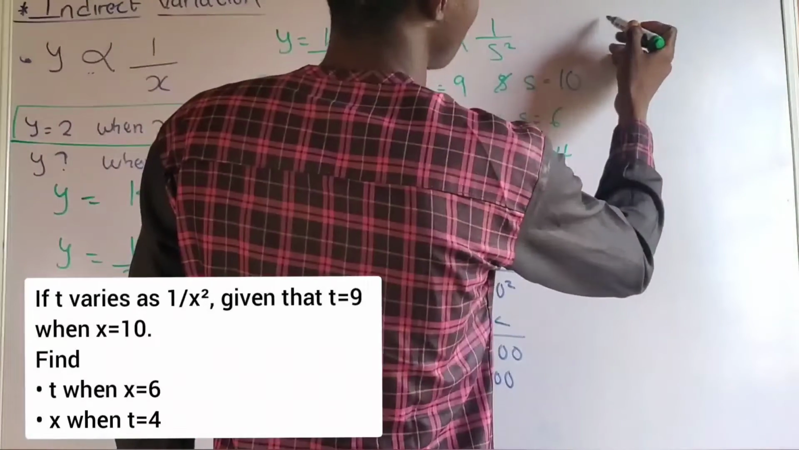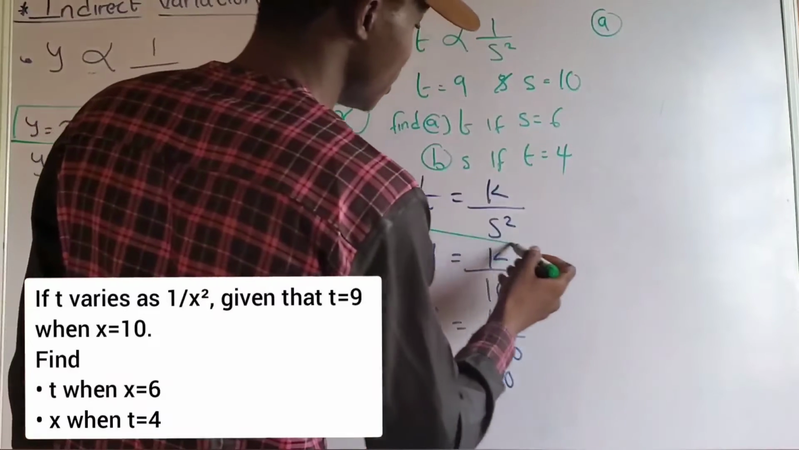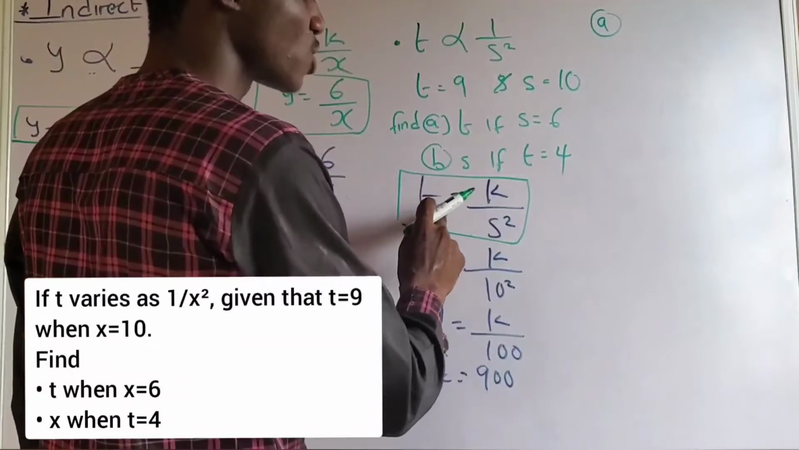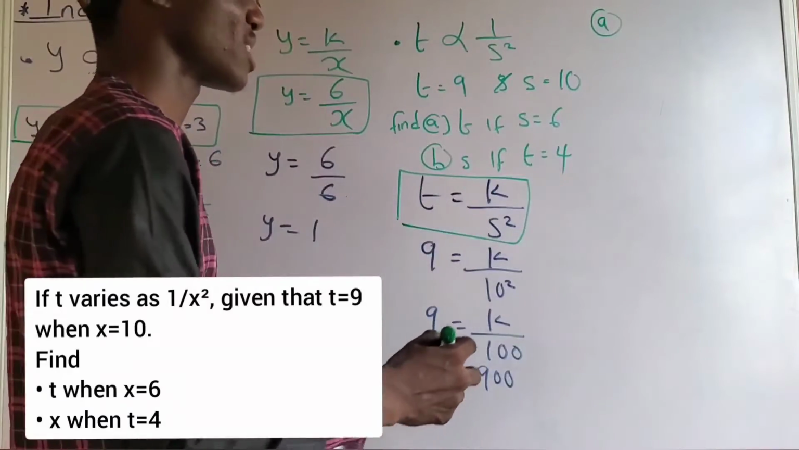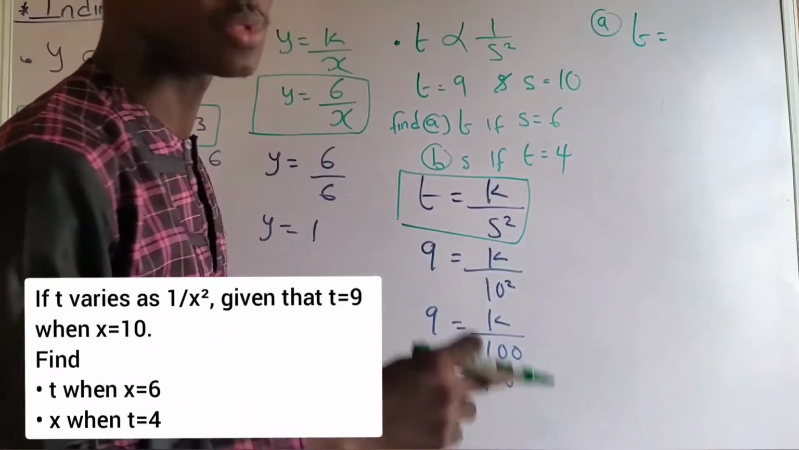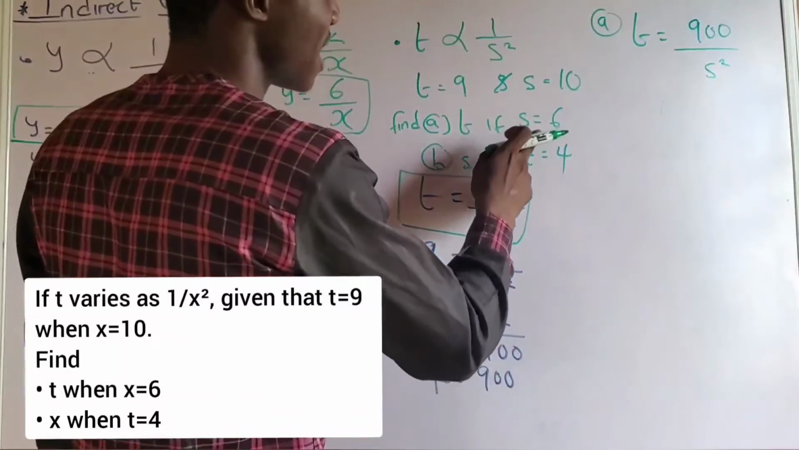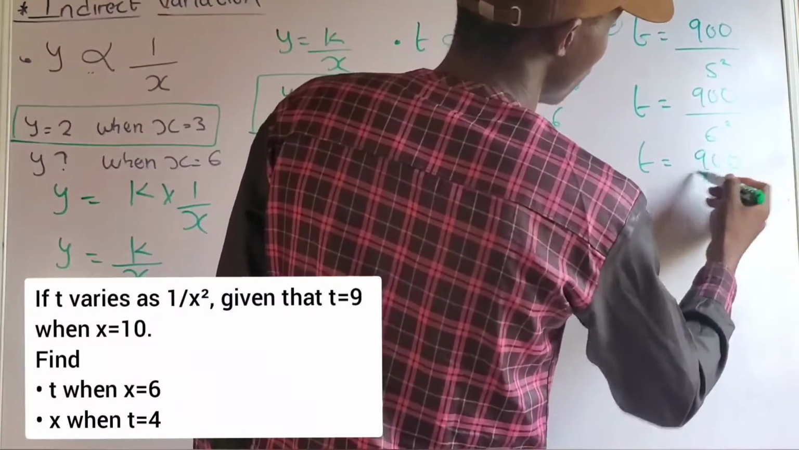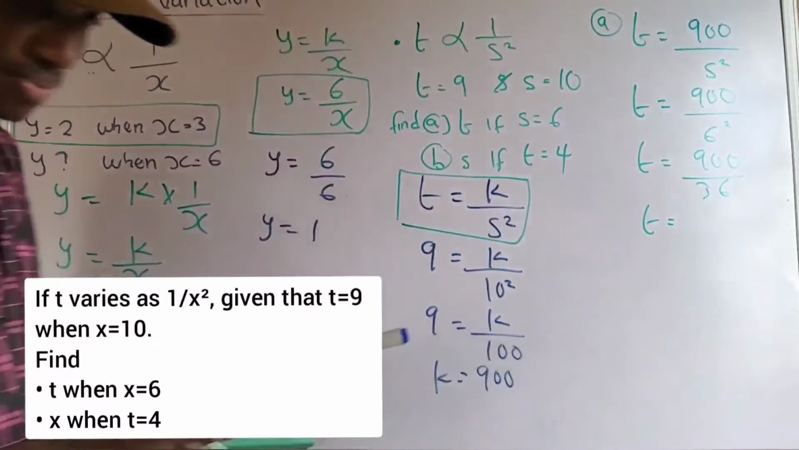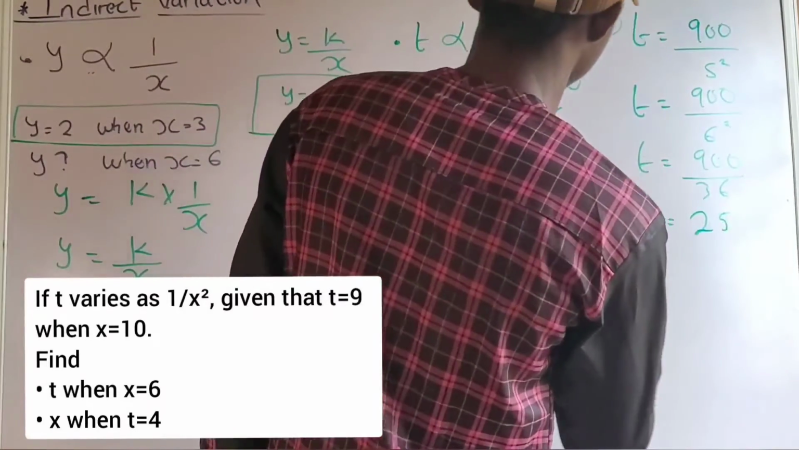Okay, that is for question A. When s equals 6, we have to find the value of t. Having known the relationship between t and s, that is t equals the proportionality constant k over s squared, you understand? So I'm going to have t equals, now because the value of k is known as 900, t equals 900 over s squared. Now, when s equals 6, I'm going to have t equals 900 over 6 squared. t equals 900 over 36. Now, please pay attention. 900 divided by 36 will give us 25. You understand? So t equals 25. The value of t when s is equal to 6 is 25.